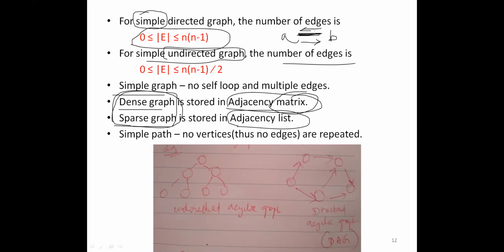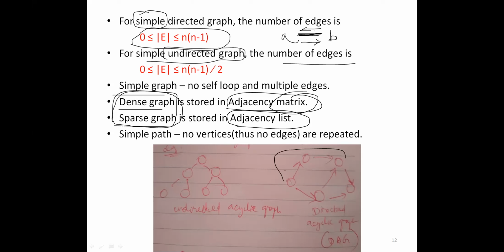So what is a simple path? A simple path is when you take any path from one node to another, and the vertices should not be repeated. If I'm reaching from, for example, A to D, this we can say is a simple path.